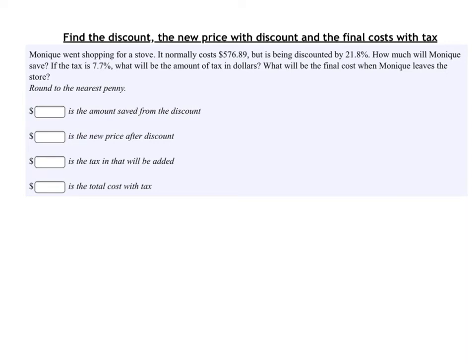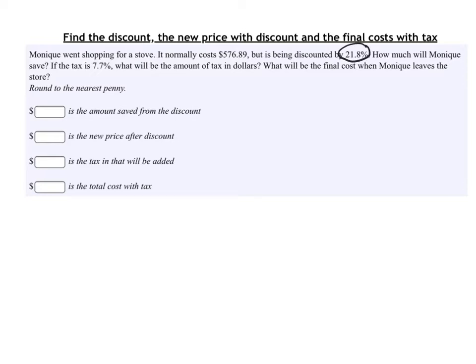Find the discount, the new price with the discount, and the final cost with tax. So we have all these 4 blanks to fill in. First thing is how much is saved? How much money are we going to save? So in this example, the discount is 21.8%.